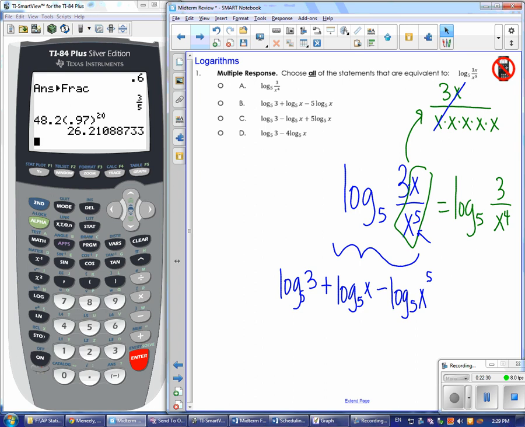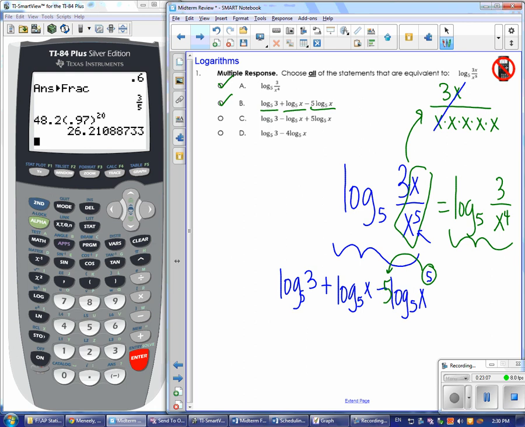Now I can't leave this exponent here, so we also have a property that says that I can bring it out in front. And so if I look at my options, I think letter B corresponds to what I have written right here, because letter B has the log of 3 plus the log of x minus 5 times the log of x. So B is correct. Oh, and I forgot. When I re-expressed the equation this way, the log base 5 of 3 over x to the 4th is simply what we saw in letter A, so I forgot to check that off.